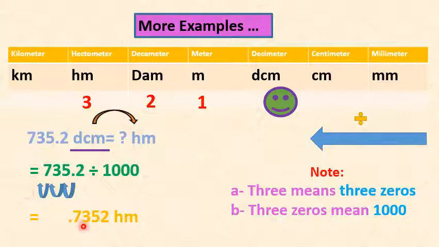0.7352. So shall we keep the number like that? Shall we keep the decimal point like that alone? No. What are we going to put? We're going to put a 0. So remember that you should always put over here a 0. More examples.